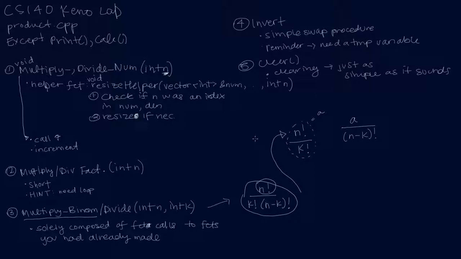All right, so again, this is the Kino Lab product.cpp. I will talk about the print function and the calculate product function in another video that you can also see here on YouTube.